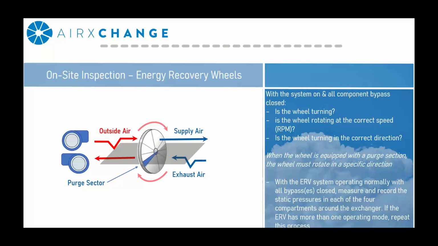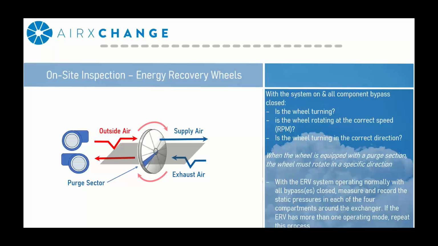You're also going to want to take a note: is the wheel spinning in the correct direction? Now, this is more critical in units equipped with a purge, because if the wheel isn't spinning in the right direction, a purge may actually siphon air rather than minimize recirculated air. So once again, VFDs can have a role in this parameter, so we want to make sure that it's spinning in the correct direction.